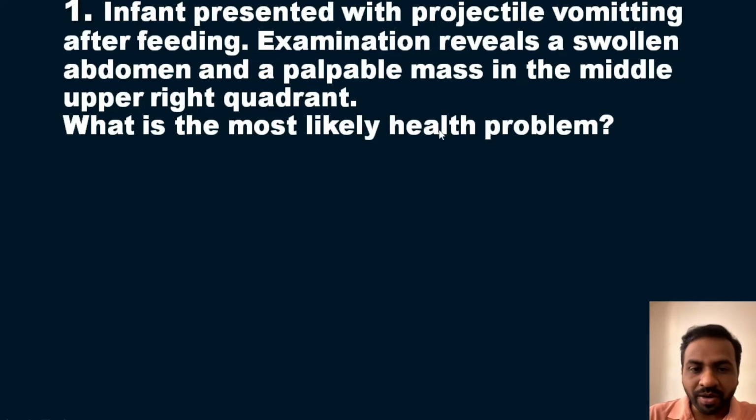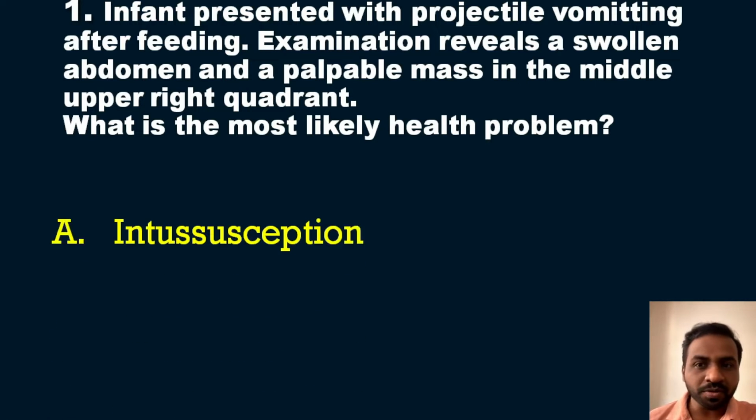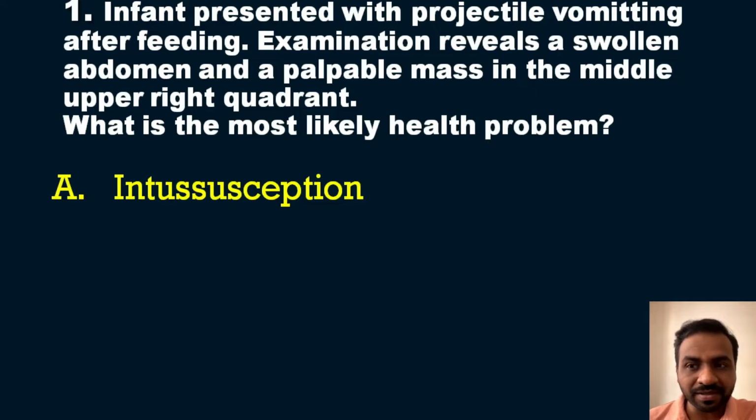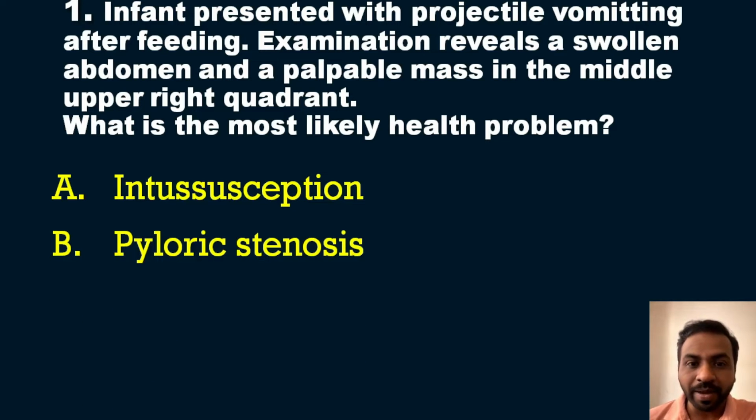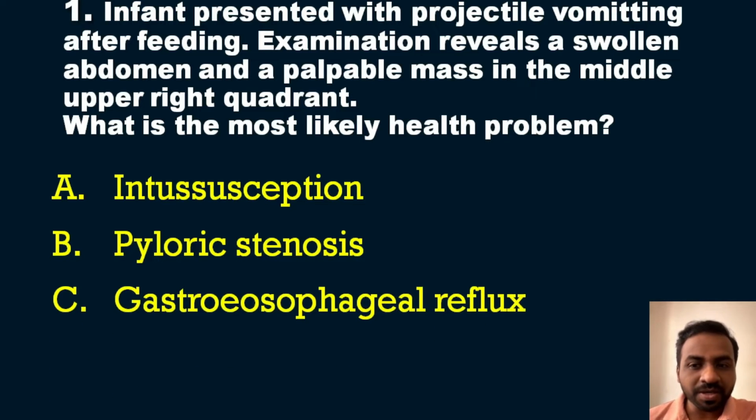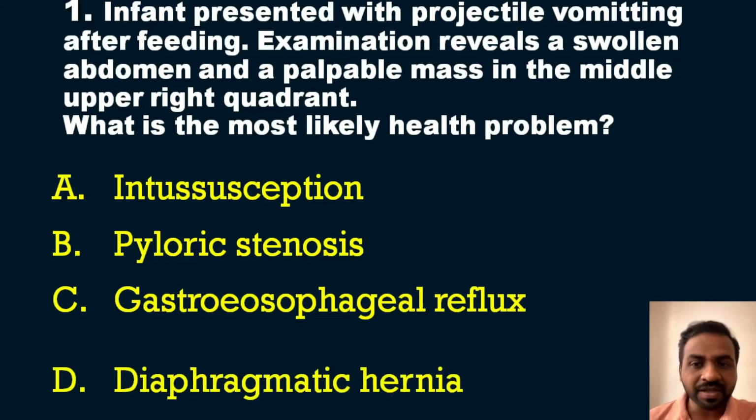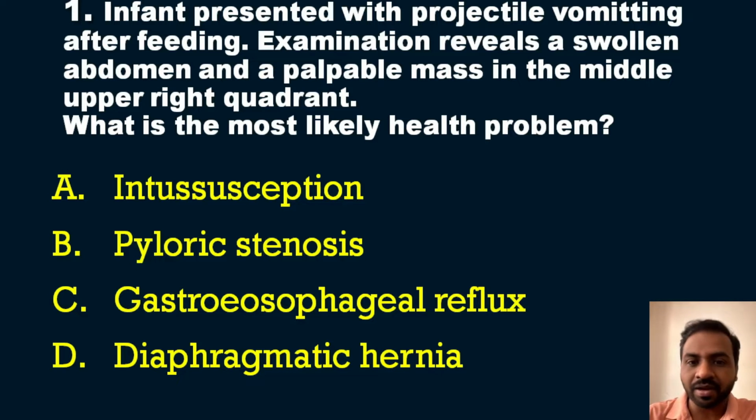So here the question is to identify or diagnose the health problem for an infant who presented with projectile vomiting after feeding, and there is a swollen abdomen, a palpable mass in the right upper quadrant. So what is the diagnosis? The options for you are: the first option is intussusception, second option is pyloric stenosis, third option is gastroesophageal reflux, and the final option is diaphragmatic hernia. So what health problem is most likely?